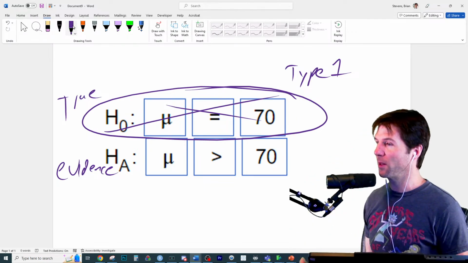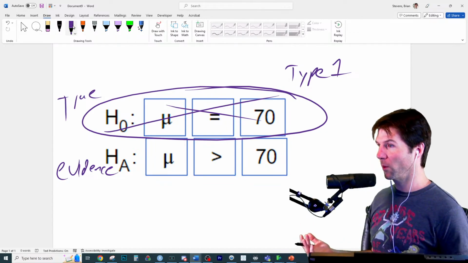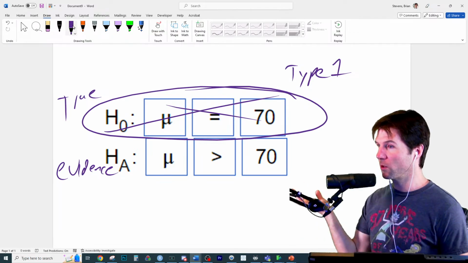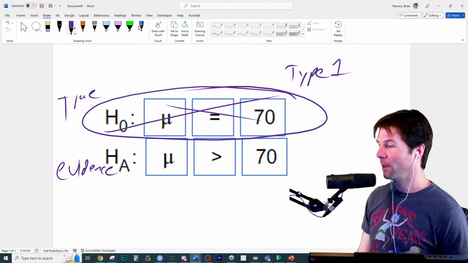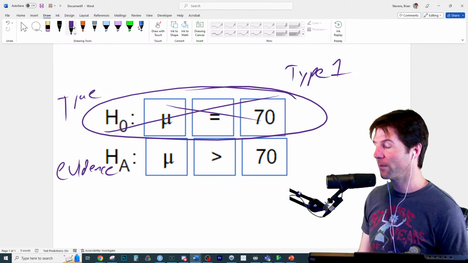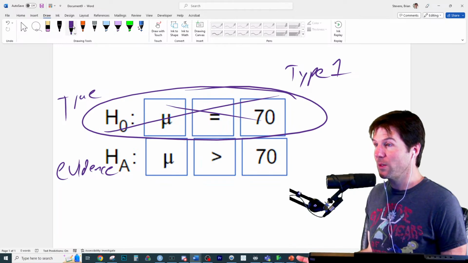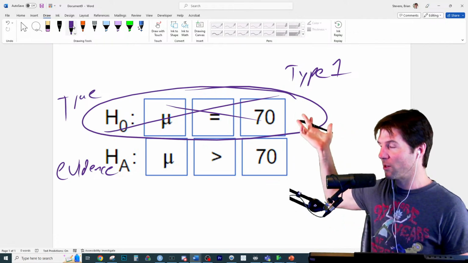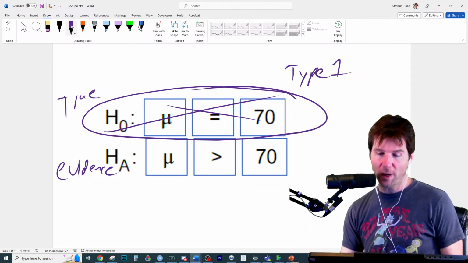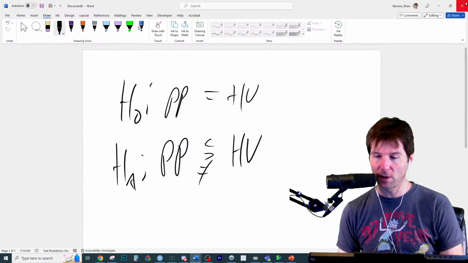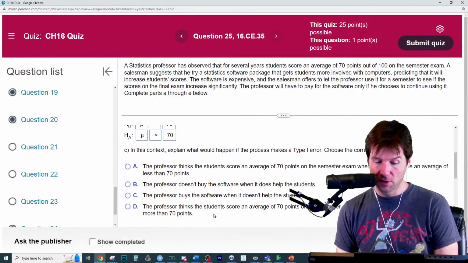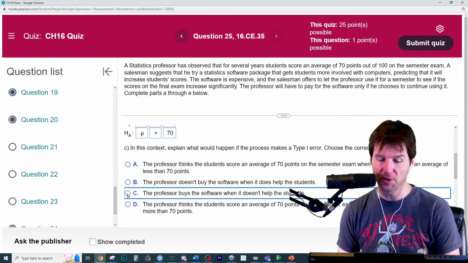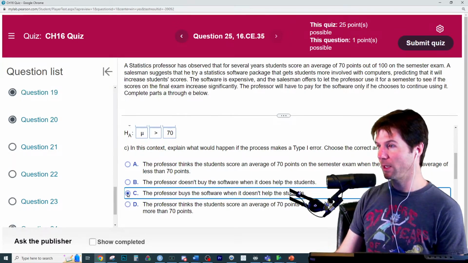Are we going to buy the program or not buy the program? So are we going to buy the program that they're offering us or not buy the program that they're offering us? Because we think there's evidence they're scoring higher than a 70. So are we going to buy it or not buy it? We're going to buy it because we think there's evidence that it's helping. But in truth, there's no change. Their scores are still 70. Does that make sense? So we're going to make the error of buying the program when we shouldn't. So in a type 1 error right there, we mistakenly buy the program. So the professor buys the software and it doesn't help the students. They didn't go into a lot of detail right there, but it's not helping the students.